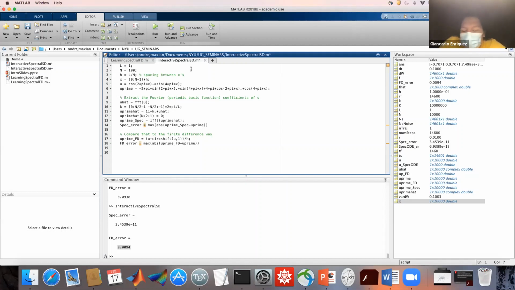Can you repeat again when to use it if it's smooth and periodic? What do we use if it's smooth? You use the spectral method, the Fourier method. If you have a function which is very smooth and periodic, representing it in terms of sines and cosines is the way to go, because sines and cosines are smooth and periodic.